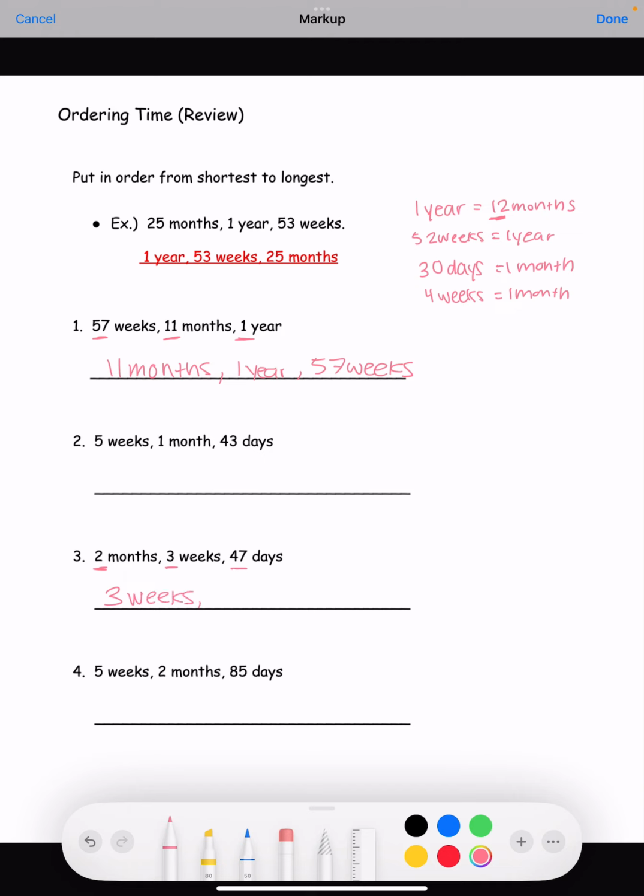And then it'll be 47 days because it is a little over 30. And then 2 months will be the greatest amount.